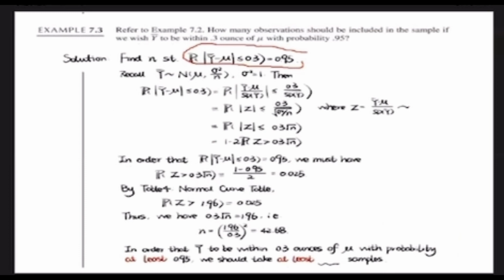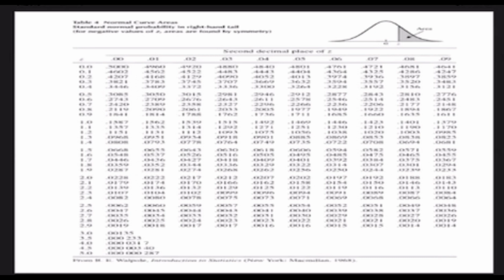Any question on this? And that was why I said that for Y bar to be within 0.3 ounces of mu with at least probability 0.95, I need at least a sample size of 43. Any question? Now, of course, this is the normal table. Imagine if we did not standardize, there would be so many of these. But because we standardize, we need just one page for the standard normal table.